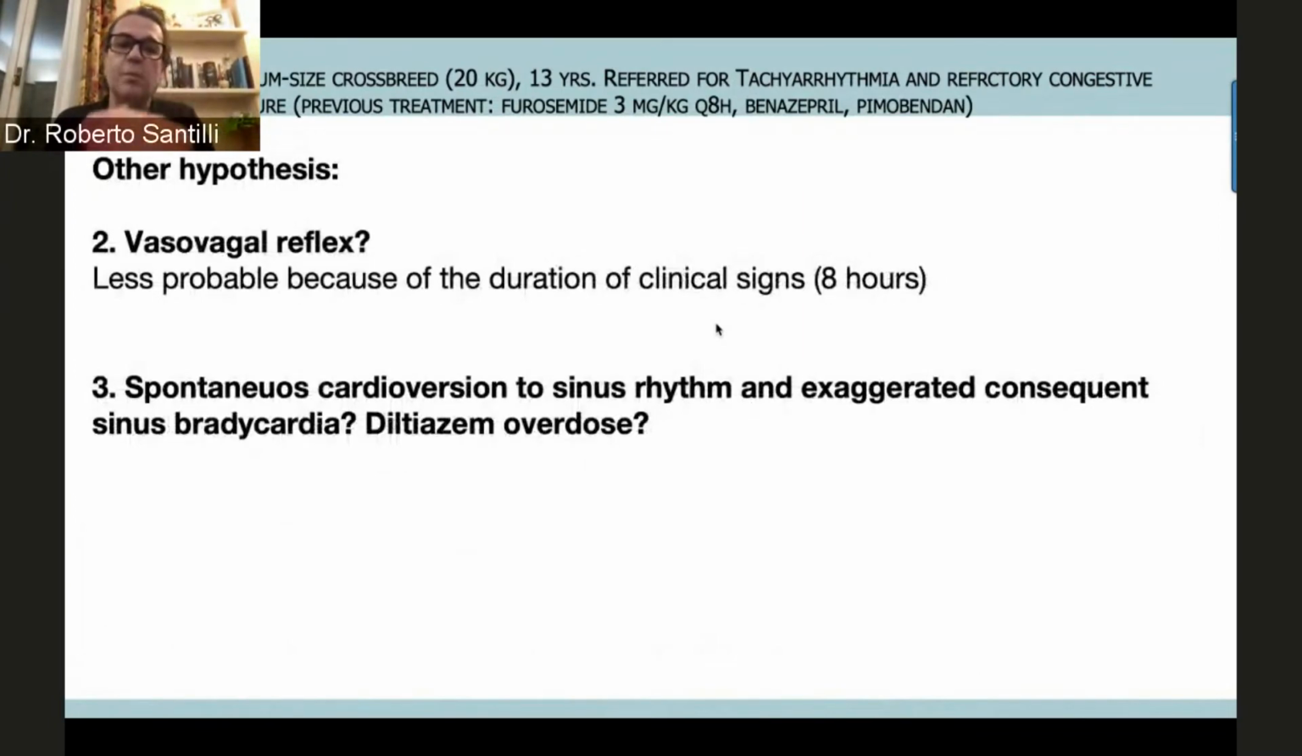So we suspect a diltiazem overdose. Why the profound bradycardia cardioverted this dog is not 100% clear, but the very likely diagnosis is diltiazem overdose.